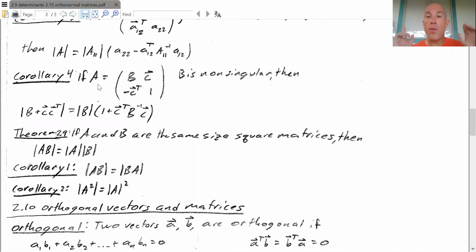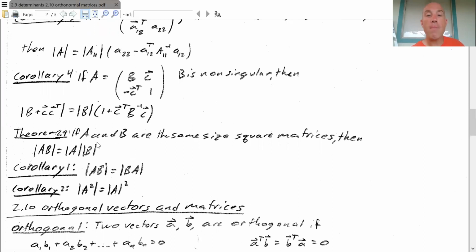Another corollary. In this special situation, I've got a matrix B in the upper left-hand corner, 1 as my lower right-hand corner block, and then I have C and negative C transpose off the diagonal for my block matrices. Then I get a special formula for the determinant of B plus C times C transpose. So this will be an n by n matrix, an n minus 1 by n minus 1 matrix added to B. The determinant is this particular formula, and we derive that just by crunching it out.